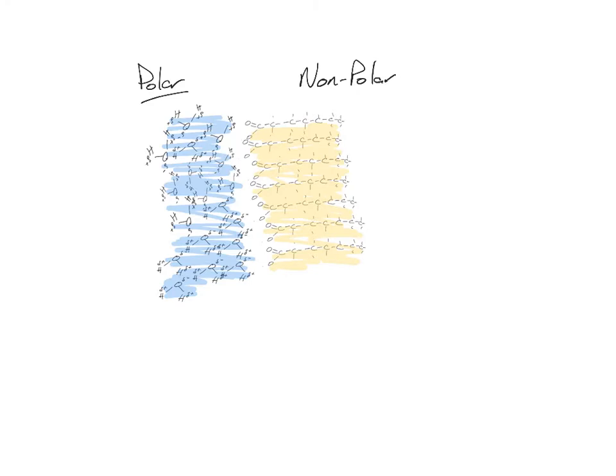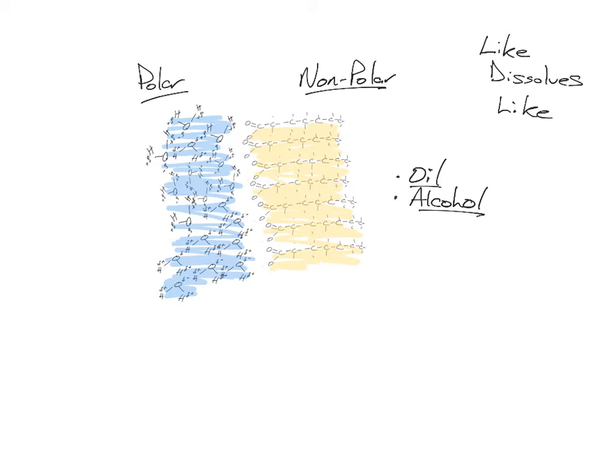There's a saying that if you memorize it, you'll get it right almost every time: like dissolves like. So if you have a nonpolar substance, let me give you a list of nonpolar substances. Oil, very good. Another one is alcohol. Although alcohol is slightly polar, so it's a complicated one. Oil, alcohol. Give me another one.